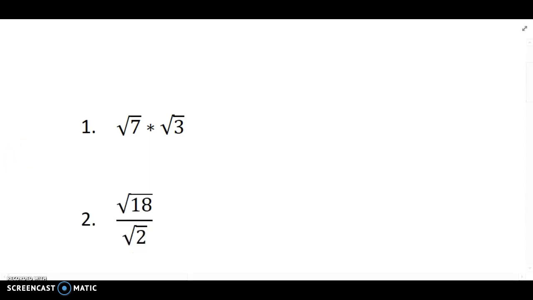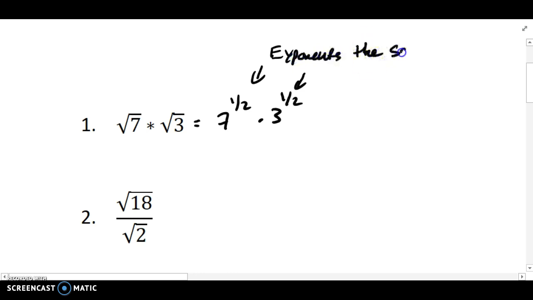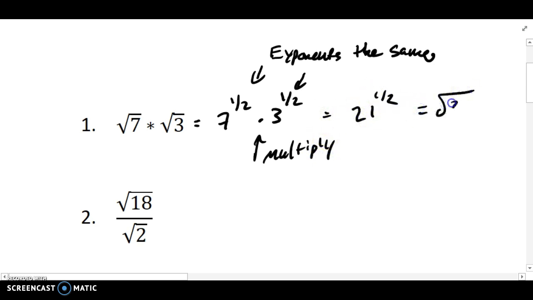So, here we have example 1. We have root 7 times root 3. What I'm going to do here is change this to a fractional power. We talked about that last time. And notice if the exponents are the same, we can multiply. And that works for any exponent. So this would be 21 to the 1/2. Or we go back in root form.